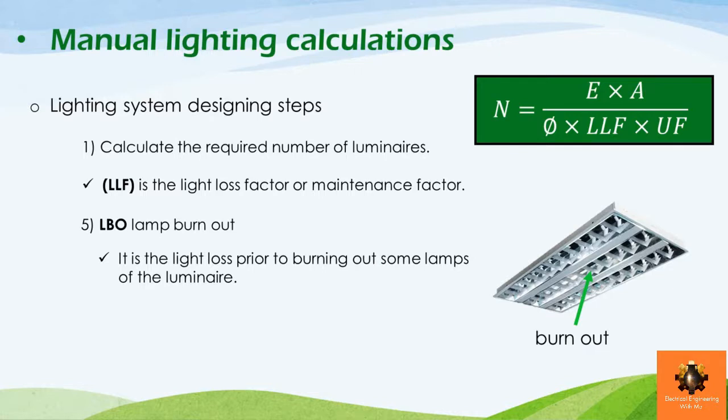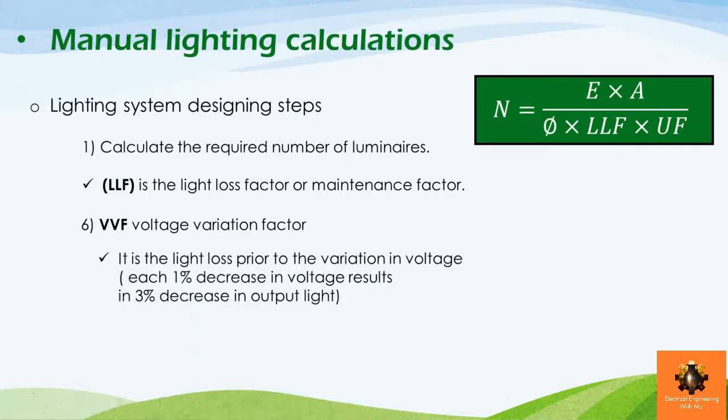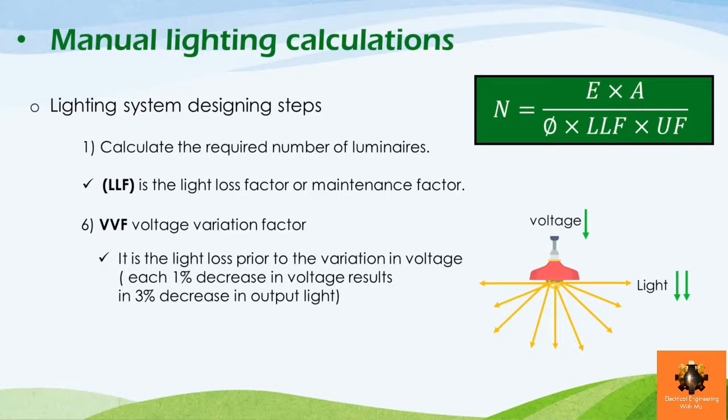Very good. Now we have the final factor, which is VVF, or the voltage variation factor. This factor considers that there are some losses in the output light due to the variation of the input voltage. As we know, the lamp input power is the voltage times the current, and its output power is the light out of the lamp. So if the input voltage of the lamp decreases, the output light of the lamp will decrease greatly.